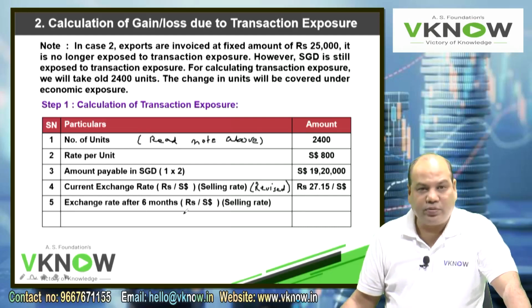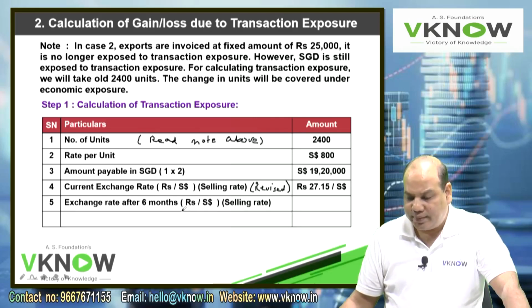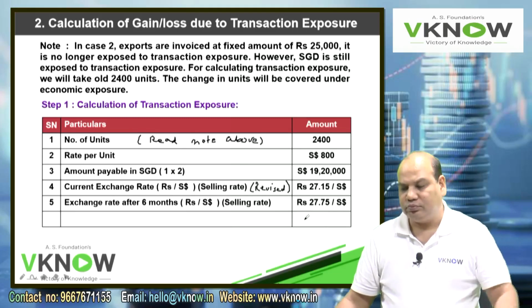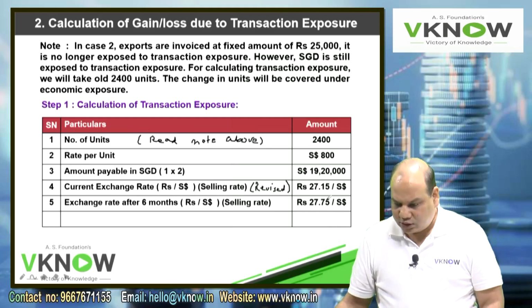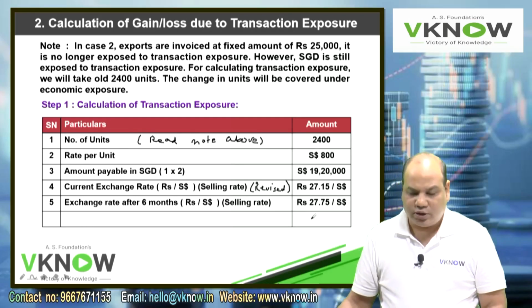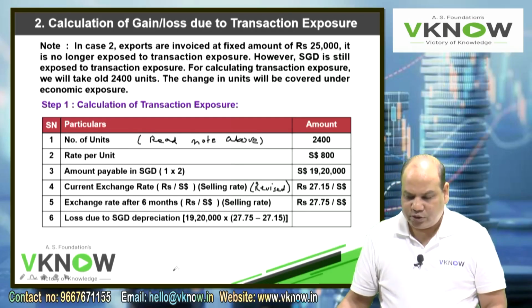Exchange rate after 6 months. This is not changing. If this is not changing, we will take the old estimate only. Rupees per SGD, selling rate. This you refer the previous table, 27.75 rupees per SGD. So now the transaction loss will be difference multiplied by 19,20,000. So point number C, loss due to SGD depreciation.